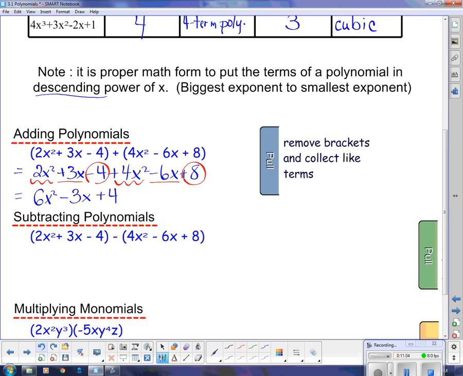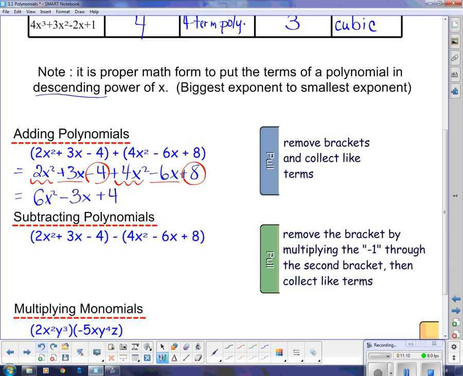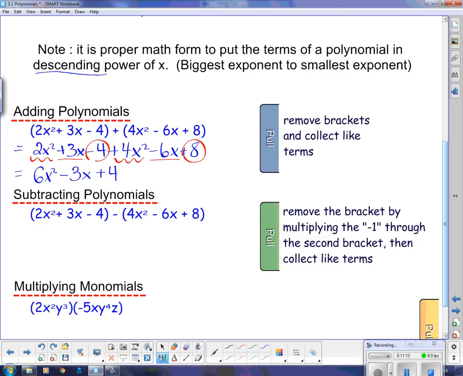Now, subtracting polynomials, the rule here is to remove the bracket by multiplying the negative 1 through the second bracket, then collect like terms. So we can think of this as being a minus 1, and we multiply that minus 1 through the second brackets. Now, all that's going to do is change the signs. So when I remove those brackets, I take these ones off, nothing happens because there's no minus in front of these brackets. But this minus here acts like a minus 1 that has to go through the brackets. So that's going to be minus 4x squared plus 6x minus 8.